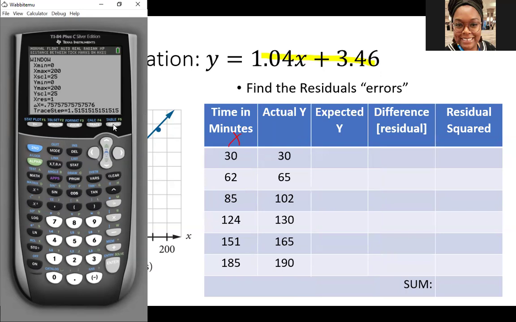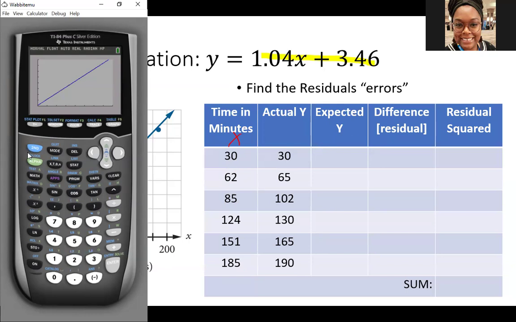Okay, so now when I hit graph, I should have a replica of what Stella has on her paper. Yes? Okay, so that's what the first thing told us to do for step 1 and step 2. Are we good with step 1 and step 2? Okay, step 3 is where we're finding our values. Step 3 says to find your expected y values. To find them, we're going to plug in our values here: 30, 62, 85, 125. And that's where we're going to get our expected y values.